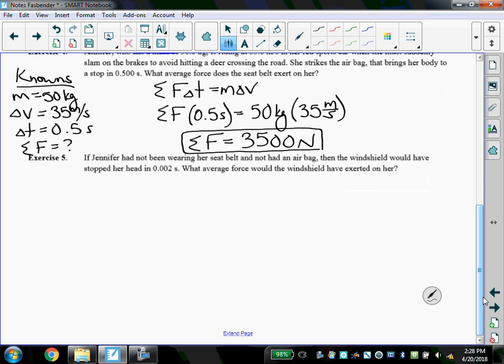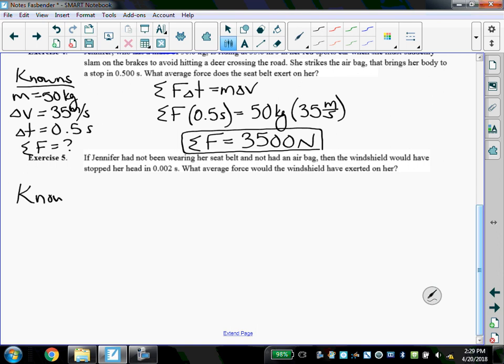In exercise 5, we are back with Jennifer again. She's still not wearing her seatbelt, but now she doesn't have an airbag. So it is now the windshield that will stop her head when she's trying to avoid hitting this deer. And the windshield is going to stop her head in 0.002 seconds. What is the average force that the windshield would exert on her?